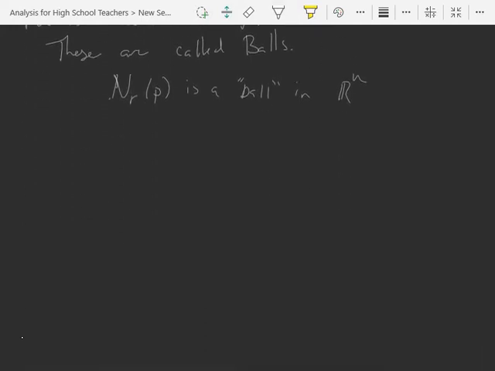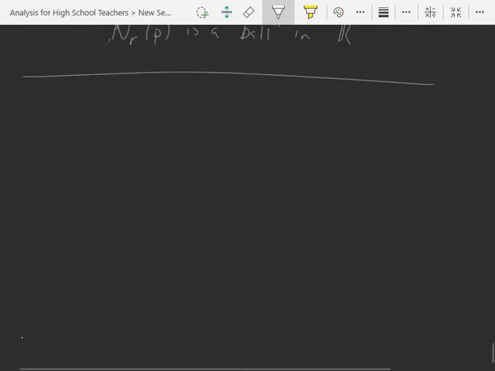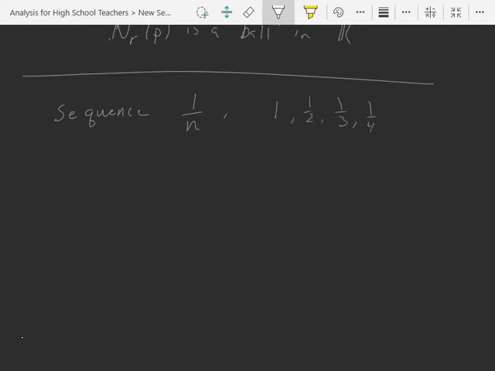But we've got these neighborhoods now. So what does a neighborhood do for us? Well, it allows us to define what it means to be a limit point. So I've got these open circles. So let's look at an example first. I'm going to take the sequence 1 over n. So 1, 1/2, 1/3, 1/4, and so on. And let's see if we can figure out what the limit of this sequence is. So I'm going to draw this on a number line here.